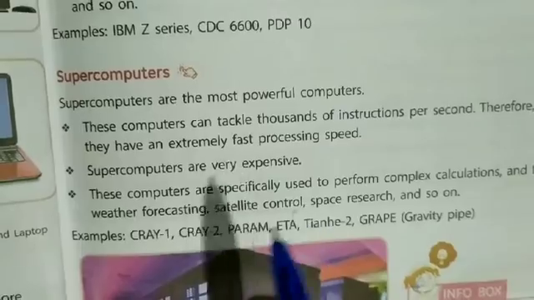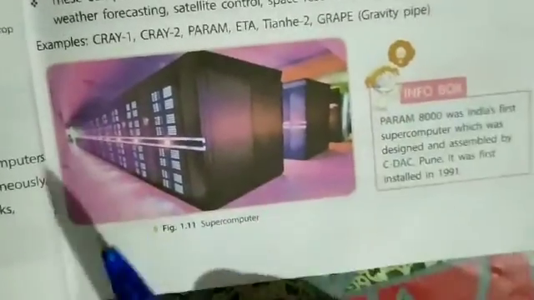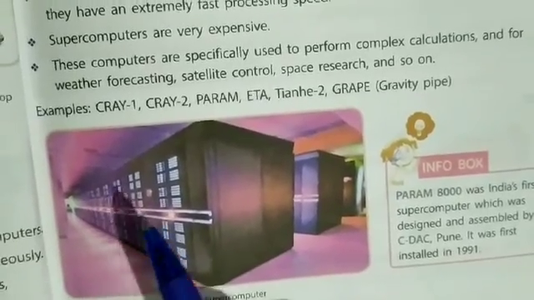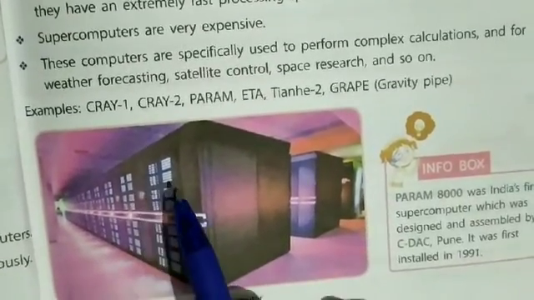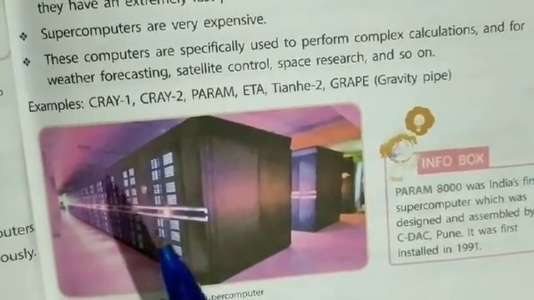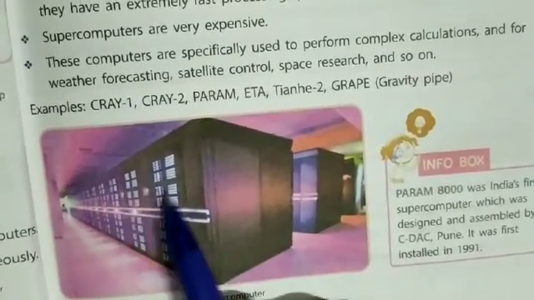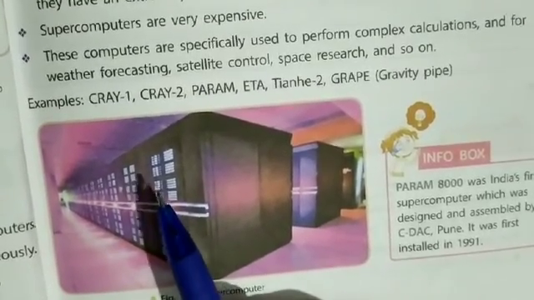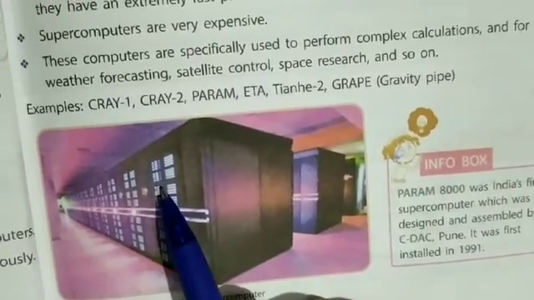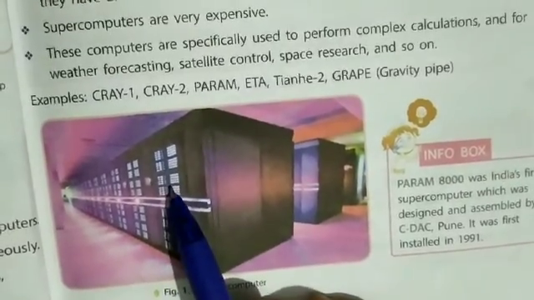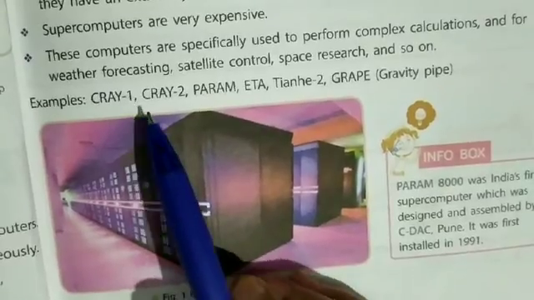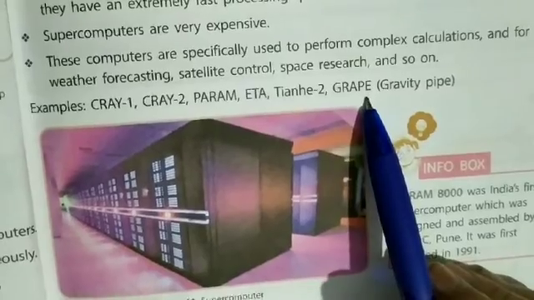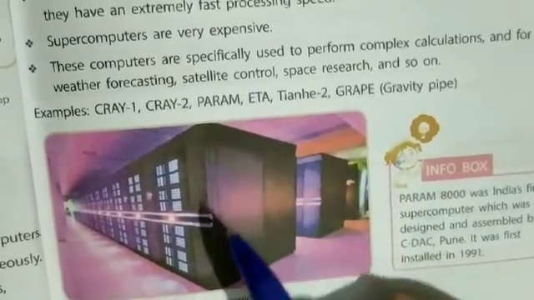Supercomputers are very expensive. They are very big in size, and this is the picture of supercomputer, and they are used to perform complex calculations, meaning very difficult calculations. They can do all those difficult calculations, and it is used for weather forecasting, satellite controls, space research, and so on. Examples of supercomputer are Cray 1, Cray 2, Param, Eta, Tinha 2, Grape. These are the examples of supercomputer.